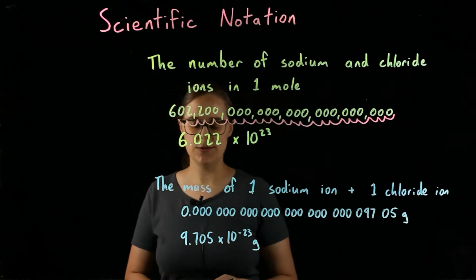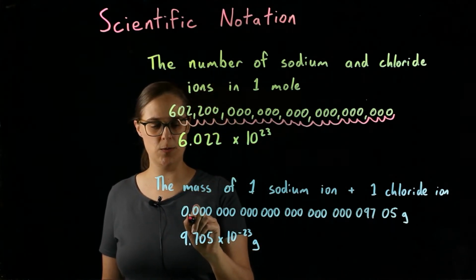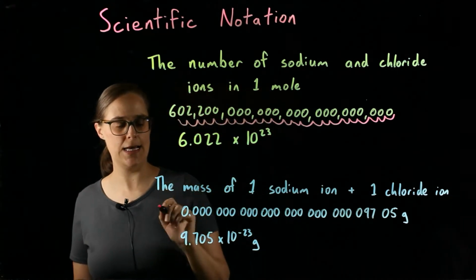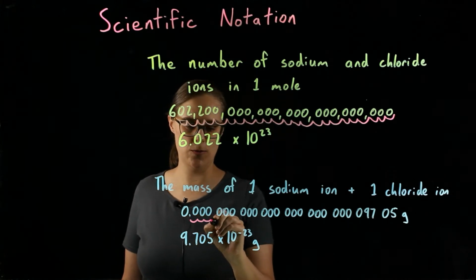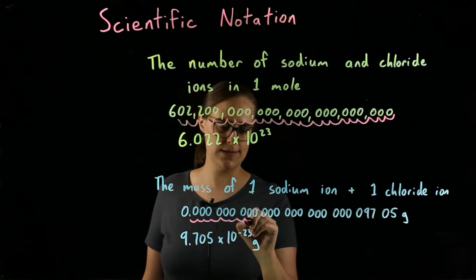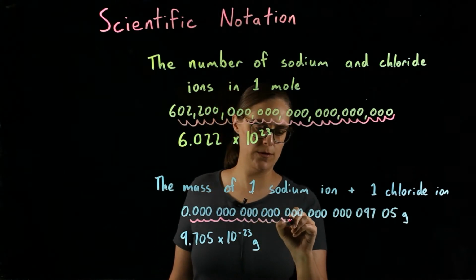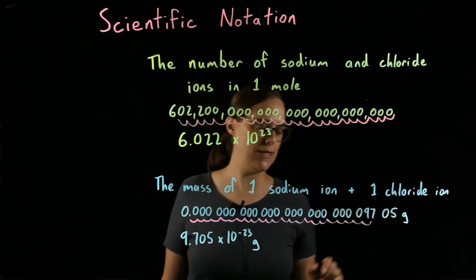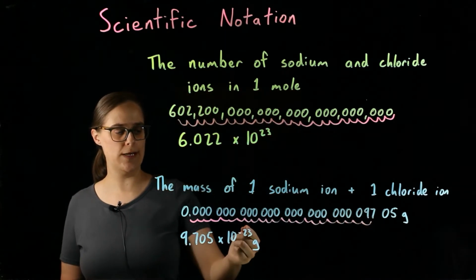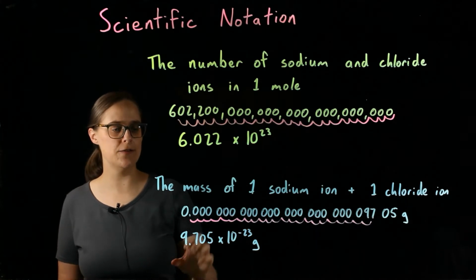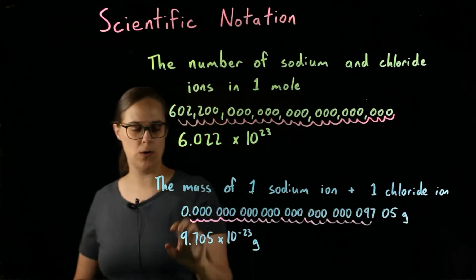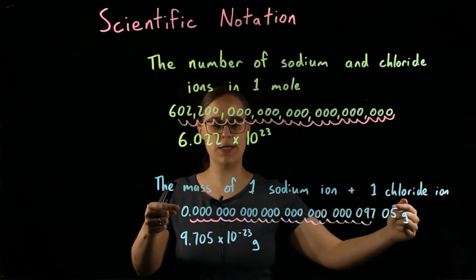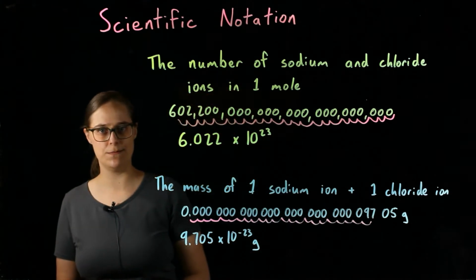The times 10 to the minus 23 is telling us how many places we move the decimal and in what direction. So let's count. If our original decimal point location is here and we need to move it to immediately after the 9, how many places is that? 1, 2, 3, 4, 5, 6, 7, 8, 9, 10, 11, 12, 13, 14, 15, 16, 17, 18, 19, 20, 21, 22, 23. So that is why this is a 23. The reason it's a negative is that this is a very, very small number. You had to move the decimal point to the right to convert from the original number into scientific notation.